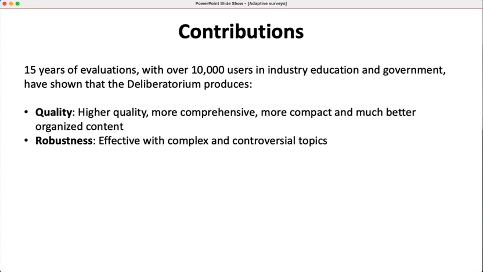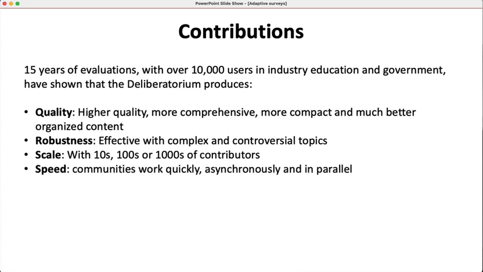It's also robust in the sense that it works effectively even with highly complex and controversial topics, the kind of topics that tend to create messes with conversational approaches. We've shown that it works at scales of up to thousands of contributors. We haven't tested with more, but we've seen no obvious breakage points that suggest that the scaling would be limited to that scope.